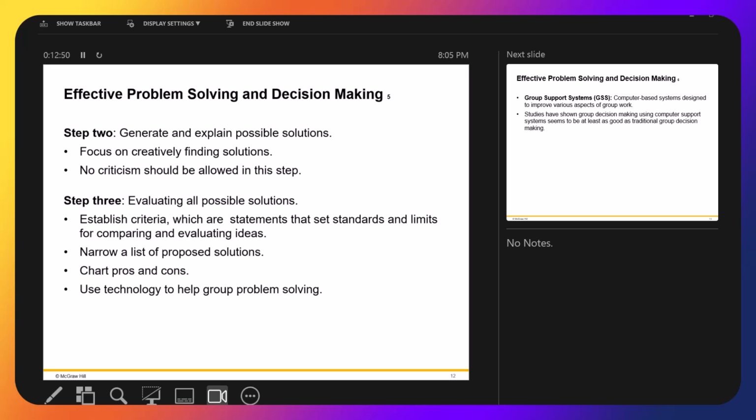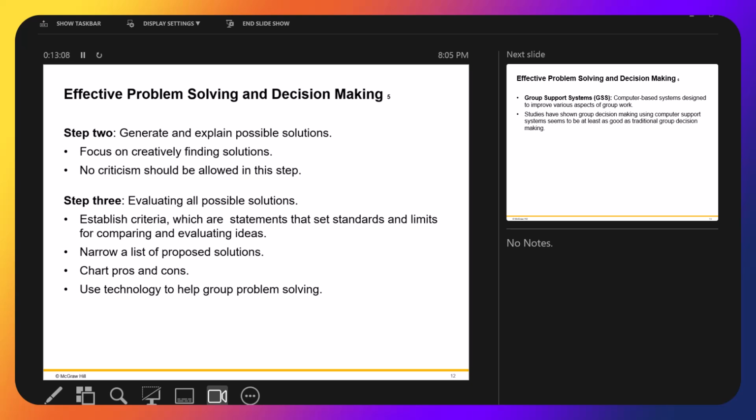And then it'll be cut down again. Chart pros and cons. Always looking at the pros and cons. Pros and cons of actually us doing it. Pros and cons of not doing it. Pros and cons of doing it a certain way. Pros and cons of not doing it that way. And pros and cons of us not succeeding.